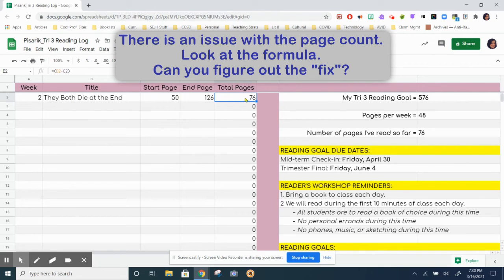What is happening is that I have just put in a very simple formula that will calculate the pages you have read each week. Okay, let's say my third week, I'm still reading They Both Die at the End, and I read 127. And I read all the way up to, let's say, 200. Okay? It's going to keep track of my total pages that I've read each week.